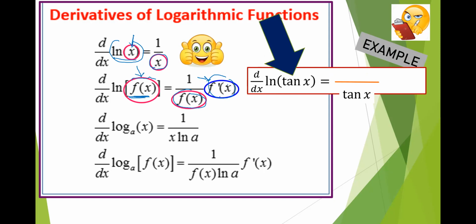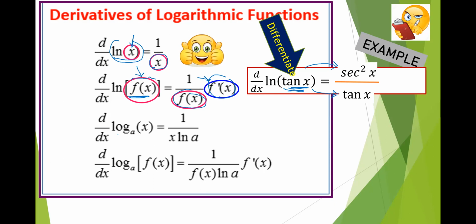So, what's the derivative of tan x? Differentiate that. That will be secant squared x. So, anong ginawa natin? Yung andito sa denominator, kinopy mo sa denominator, and then yung derivative niya sa numerator naman. Okay? So, that's it. Copy sa denominator, derivative sa numerator.